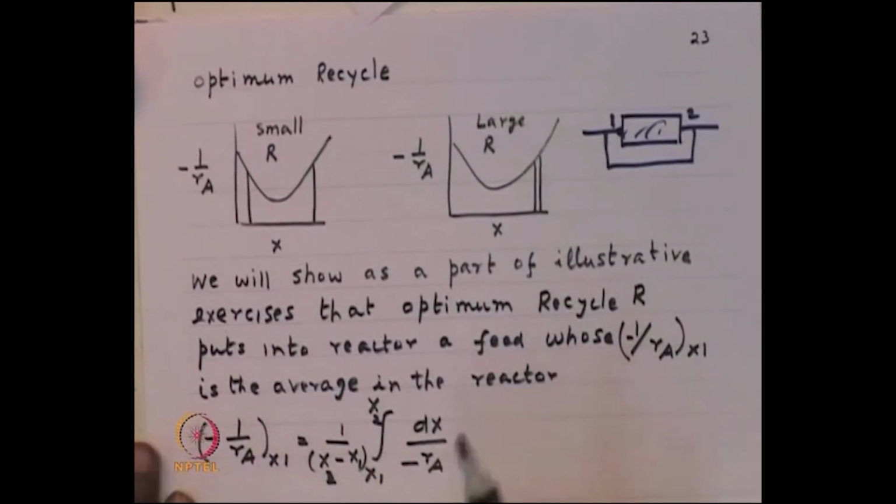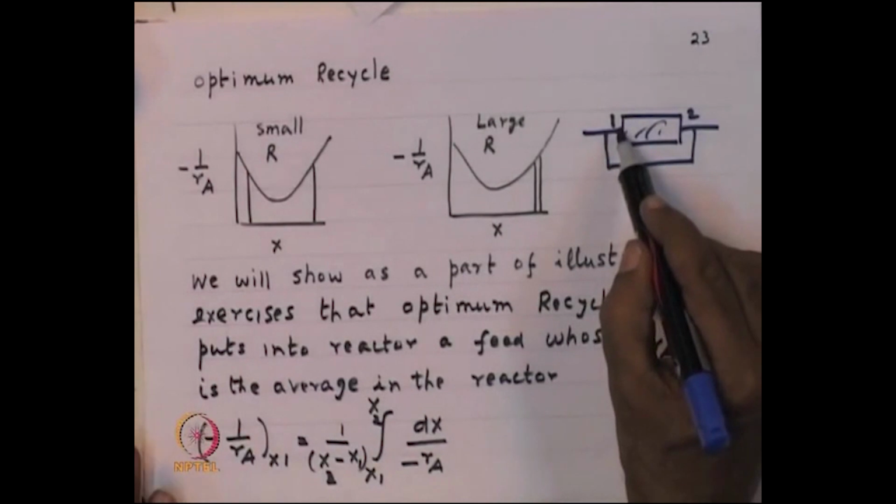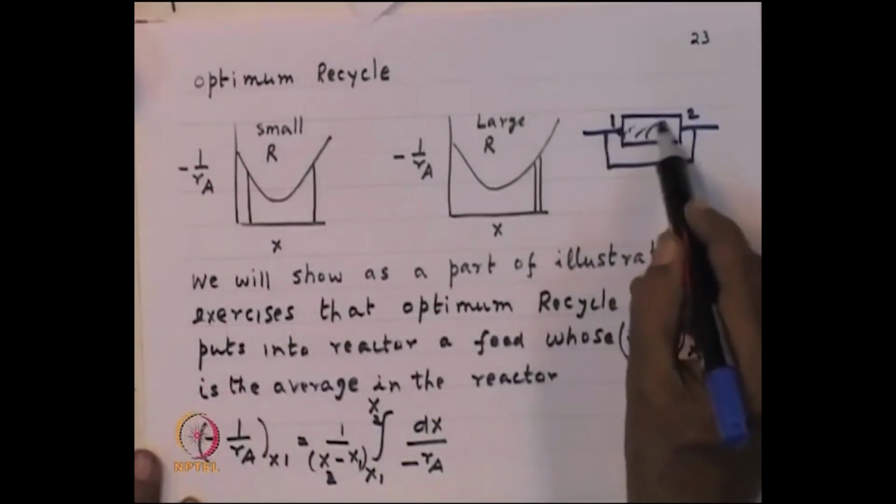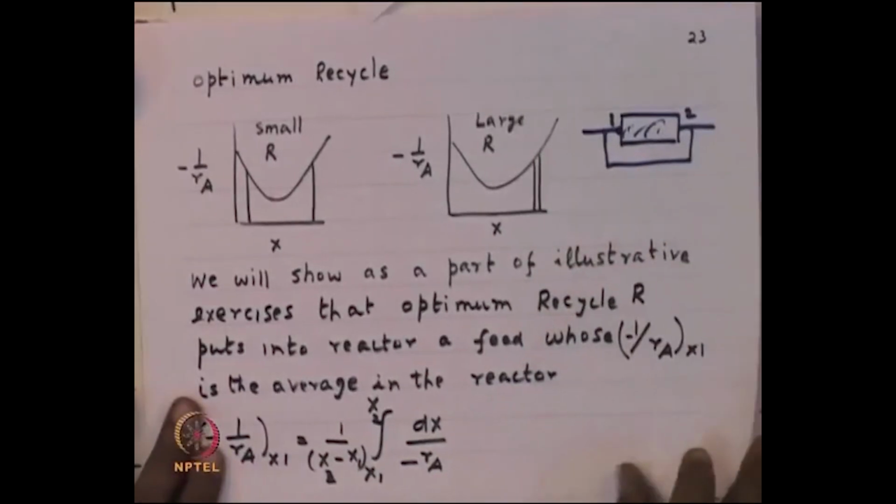But what is important to understand physically is what optimum means. You are choosing a value of R such that the reaction rate, measured as 1 by R A at x 1, is the average that you would have gotten in the whole equipment. So, now that optimum recycle exists, it can be found either mathematically or graphically.